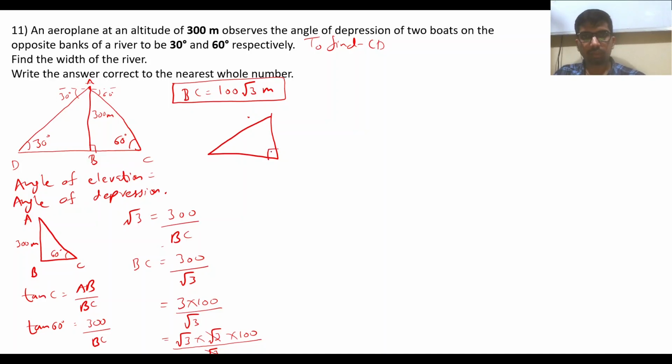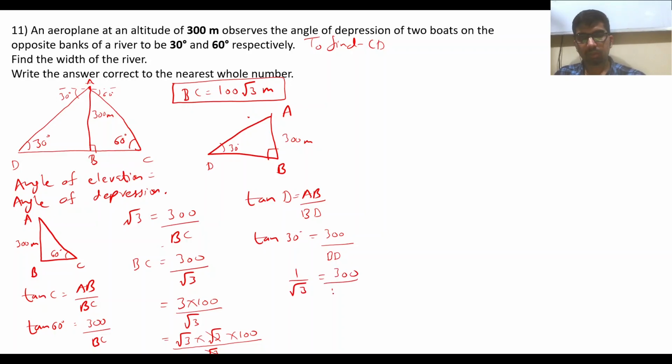Now take the far away angle. Now that's what? ABD. ABD. That is 30 degree. So tan D is opposite side upon adjacent side. So tan 30. AB is how much? 300 meters. BD कितने को पता है अपने को? BD पता है? No, we don't know BD. 1 upon root 3 बराबर 300 upon BD. So BD. Cross multiply. BD will be 300 root 3.